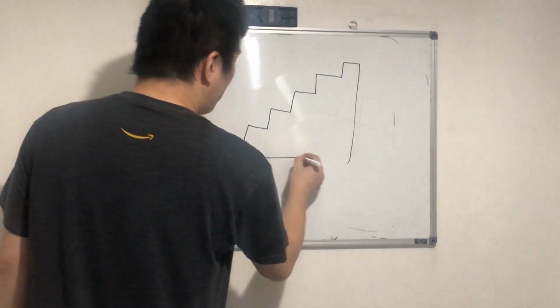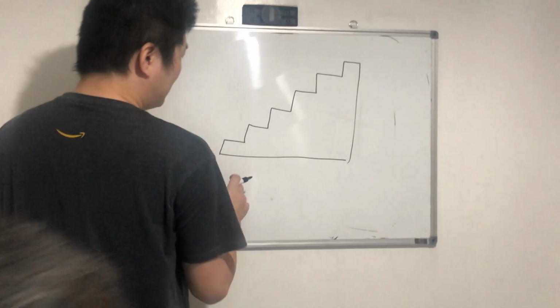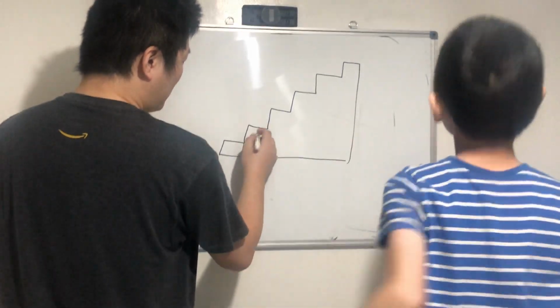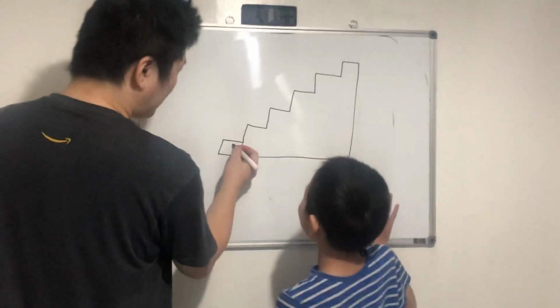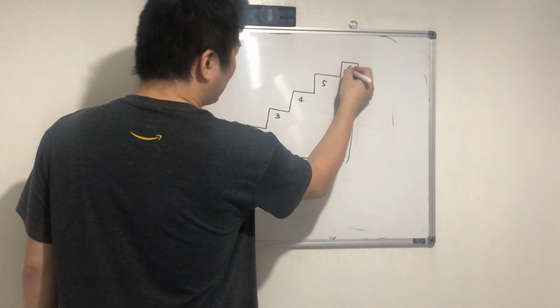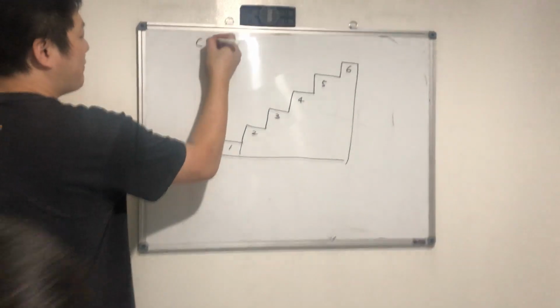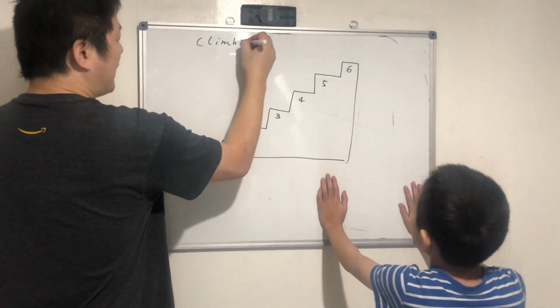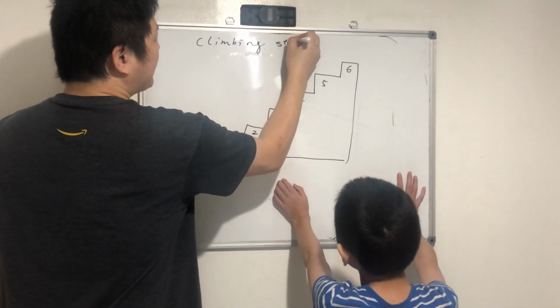Okay, so look, how many stairs are there? Can you count? 1, 2, 3, 4, 5, 6. Okay, so that's 6 stairs and 21 blocks. Climbing stairs. So listen carefully.